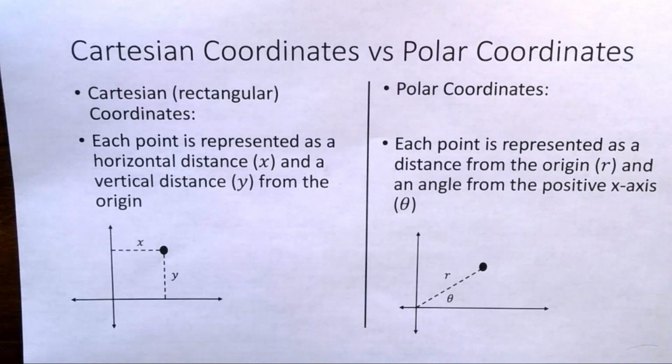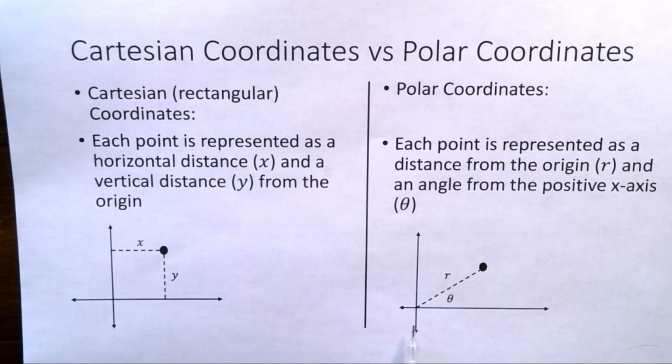To introduce polar coordinates, it is worth noting there's more than one way to locate a point. In Cartesian coordinates, which is the standard, commonly known as rectangular coordinates, we measure the distance sideways and the distance up and down to locate a point. However, that isn't the only way we can do it.